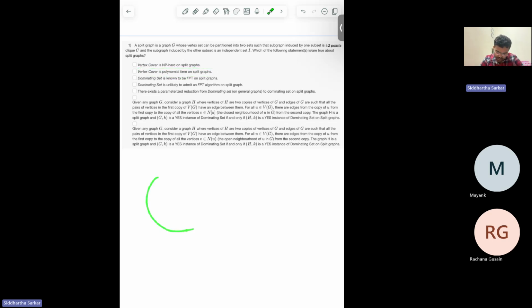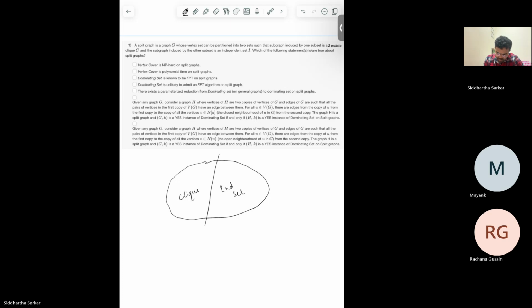So I think the definition of split graph is clear. Pictorially, the vertex set can be divided into two parts. One part is a clique and the other part is an independent set. That doesn't mean that there are no edges between the two parts. Between the two parts there could be edges, but one part induces a clique and the other part induces an independent set.